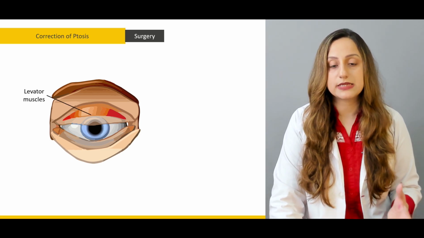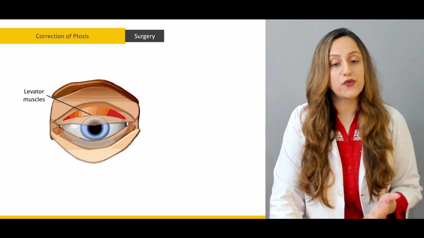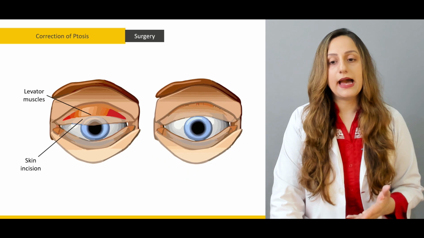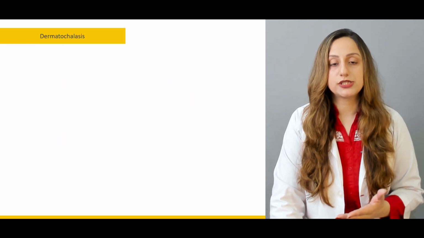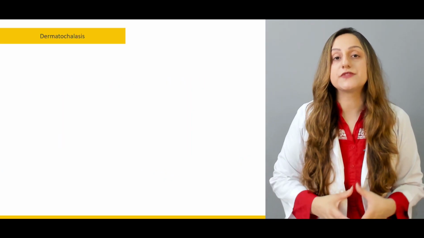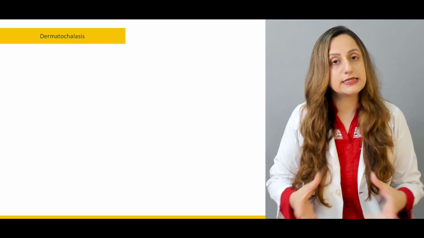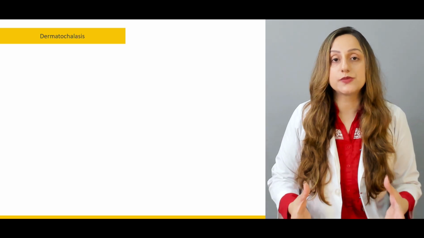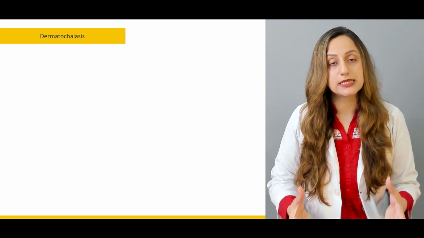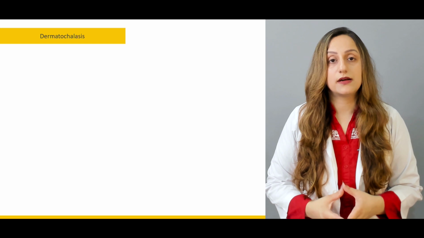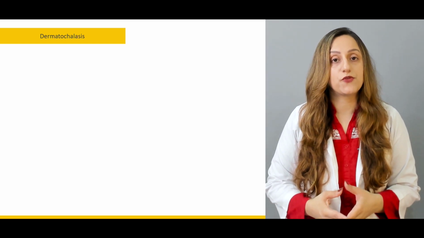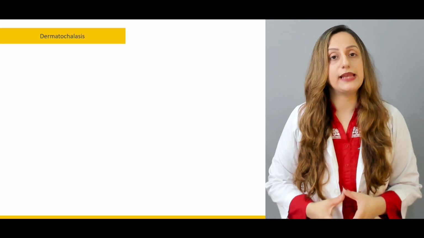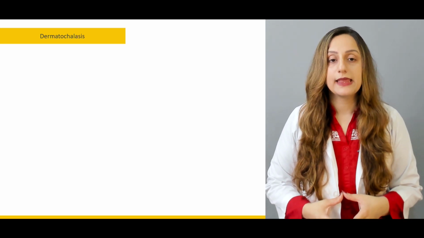These are the levator muscles that are pointed out over here on this slide. We make the skin incisions, and then you perform the aponeurotic, or the corrective surgeries, in these patients of ptosis. And finally, the prognostic factors in these patients are quite good if these surgeries are performed in the less severe cases, or if it is a unilateral condition of ptosis.